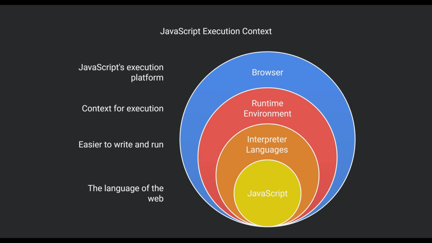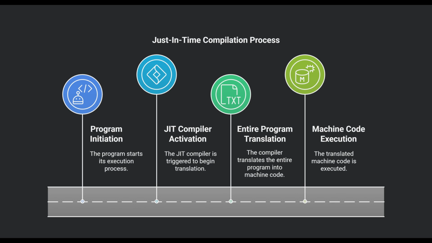If it executes one line at a time, it will slow down. To overcome that, we have the JIT compiler. So what is a JIT compiler now? Just-in-time compilation process. The program is initiated, and whatever source code we have, the program starts executing line by line. JIT compiler activation: JIT means just in time, the compilation happens at runtime only. We know about it.